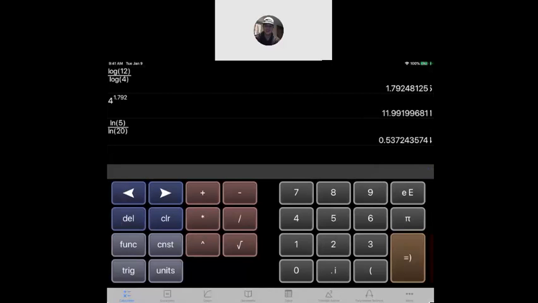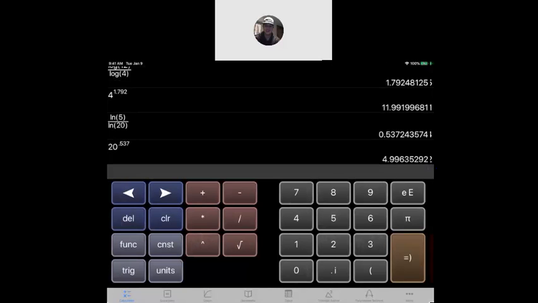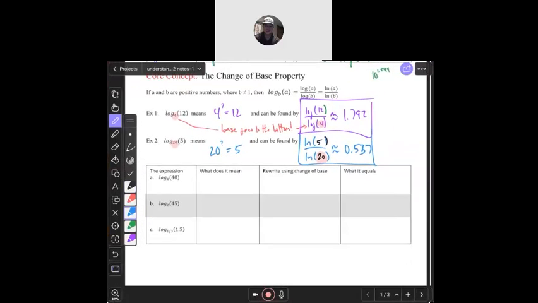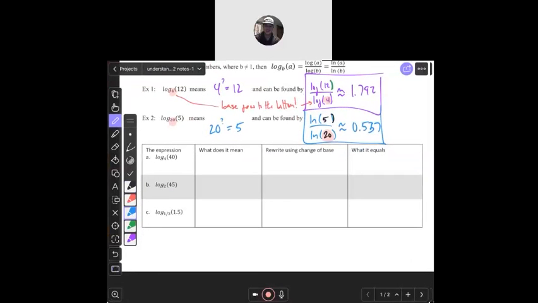So I got 0.537. Remember, the question was 20 to the what is 5? 20 to the 0.537 is 5. All right, we're getting something really close to 5. Okay. So this is how we use change of base to find those hard to find logs. So I've set this up pretty much like we were doing yesterday. I've taken out the how do we say it part, focusing on the what does it mean, how do we rewrite it, and what's it equal to part.